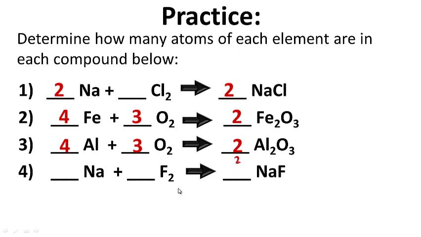Well, if I put a 2 there, I now have 2 sodium and 2 fluorine. That's good because now that I have 2 fluorine, I have 2 fluorine on this side, but now I have 2 sodium. So if I put a 2 there, okay, I now have 2 sodium. So we're good, we're balanced. Hopefully you did well on those. Feel free to go back and practice again if you need more practice, okay?